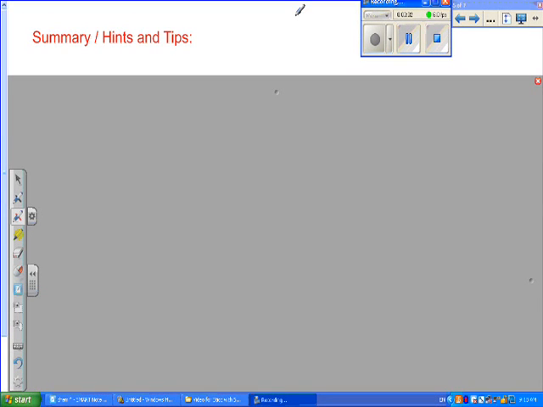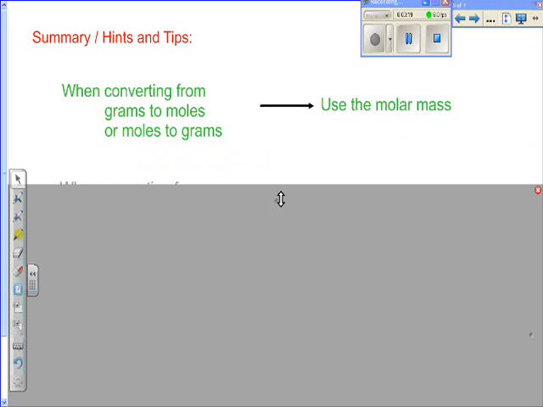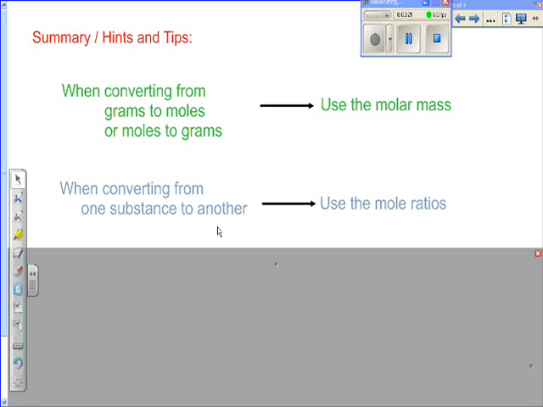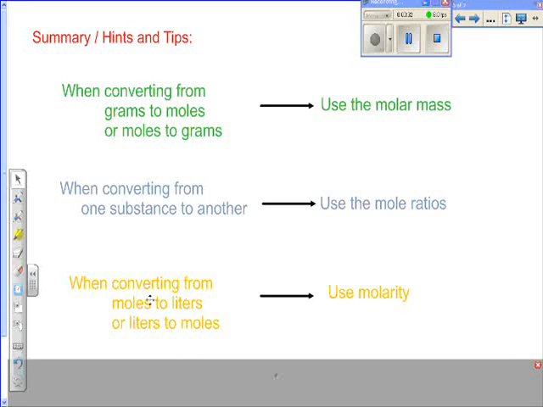So from this video, there's a couple hints and tips just to remember before you do some of the practice problems on your own. The first thing is, anytime you're converting from grams to moles or moles to grams, you're going to use the molar mass as the converting factor. Anytime you're converting from one substance to the other, the only way to do that is with the mole ratio, and you get those from the coefficients of the balanced equation. Lastly, what we're just using now is when you're converting from moles to liters or liters to moles, you're going to use the molarity of the solution in order to create that converting factor.